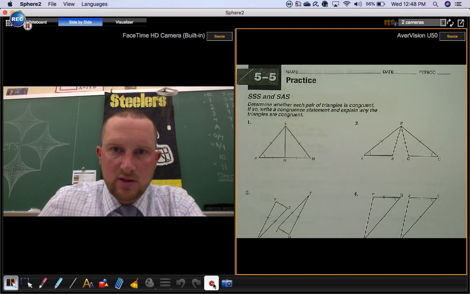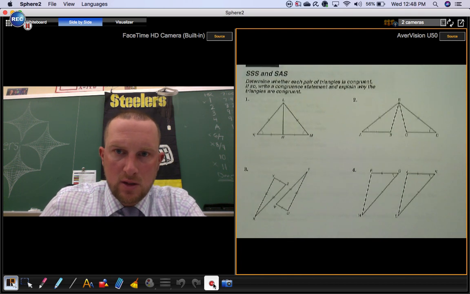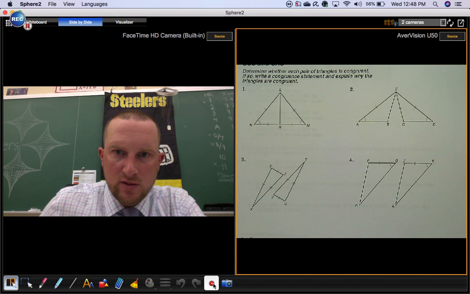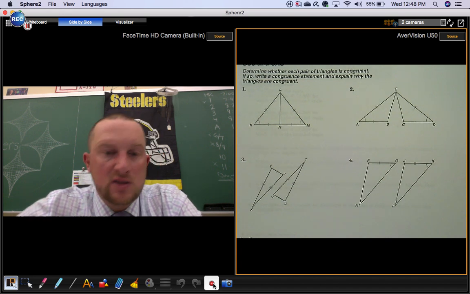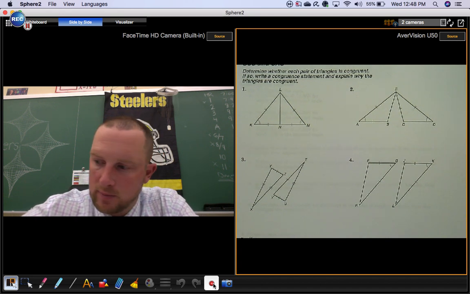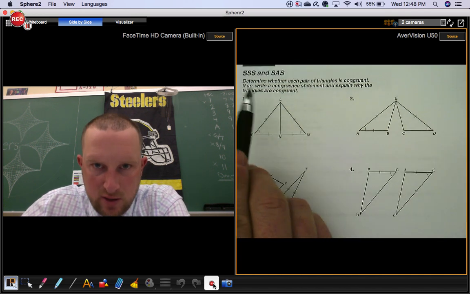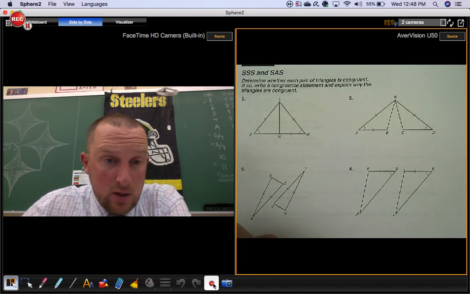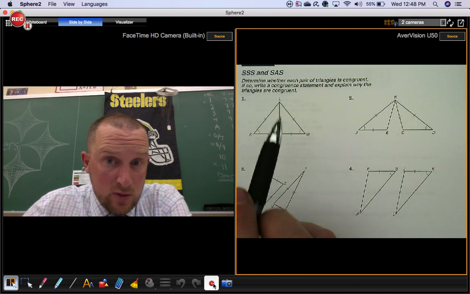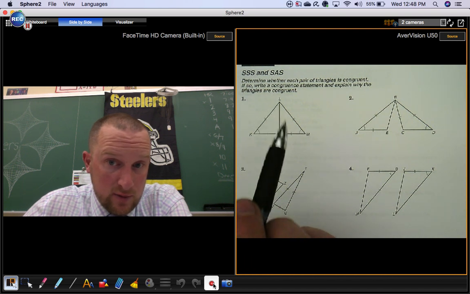This is the practice page for section 5.5. Determine whether each pair of triangles is congruent. If so, write a congruent statement and explain why the triangles are congruent. So your explanation is either going to be side, side, side, or side angle, side. Your congruent statement is going to be when you say triangle whatever is congruent to triangle whatever.